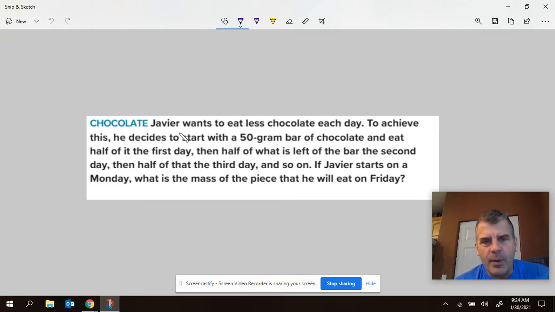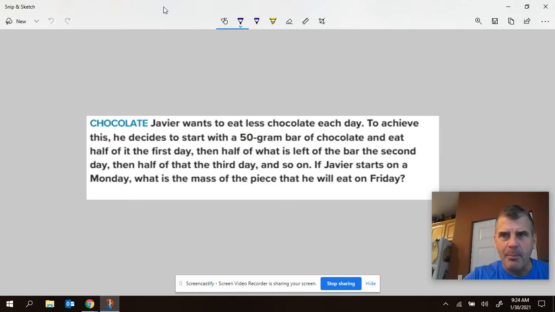It tells us that Javier wants to eat less chocolate each day. To achieve this, he decides to start with a 50-gram bar of chocolate and eat half of it the first day, then half of what is left of the bar the second day, and then half of the third, and so on. If Javier starts on Monday, what is the mass of the piece that he will eat on Friday? That's an interesting way of talking about it, mass.